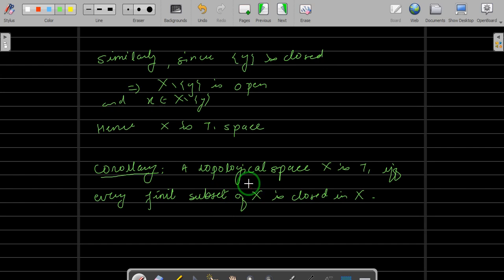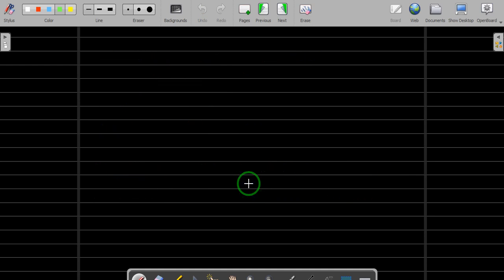Okay, so with this we have seen what T1 spaces and T2 spaces are. Also we have the definition of limit points, right? And we have proved that x is a limit point provided something happens. But if you have a T1 space, then that becomes much easier. So let me put that as a theorem. I will leave the proof of this theorem as an exercise to the learner.